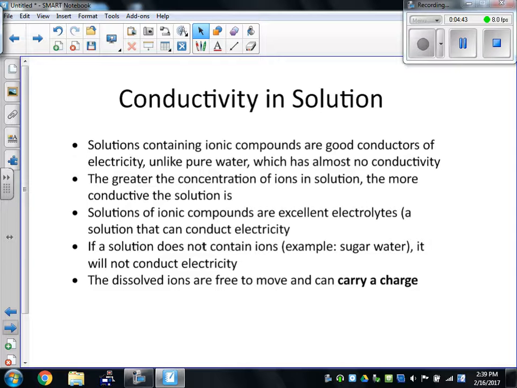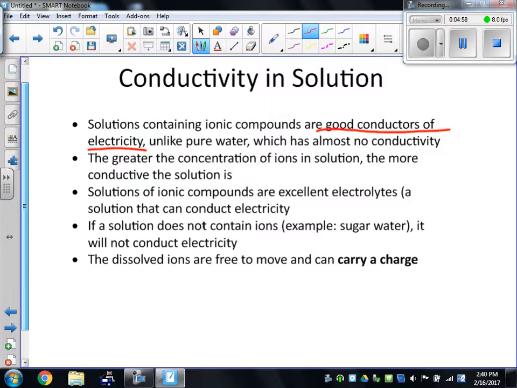All right, conductivity in a solution. Solutions that contain ionic compounds are good conductors of electricity. The greater the concentration of the ions is, the more compound you put into there, the more conductive it becomes. Okay? So the greater the concentration of the ions, the more conductive the solution is. Solutions of ionic compounds are excellent electrolytes.